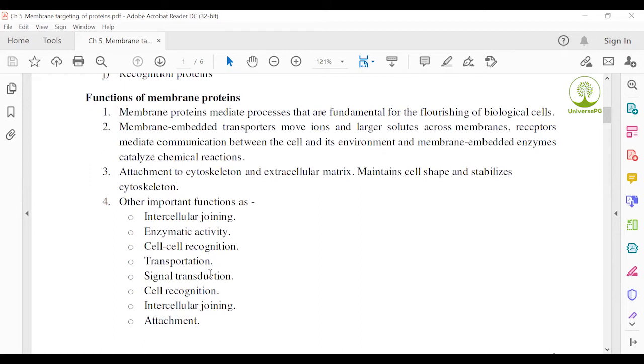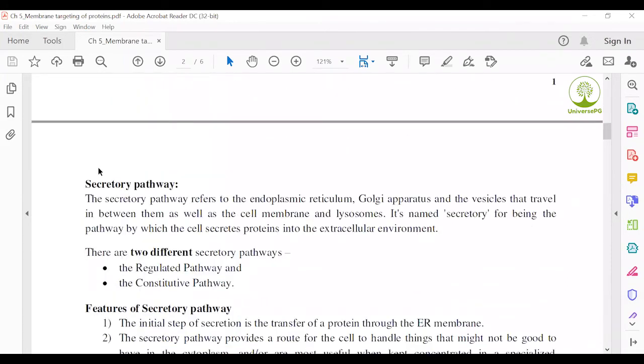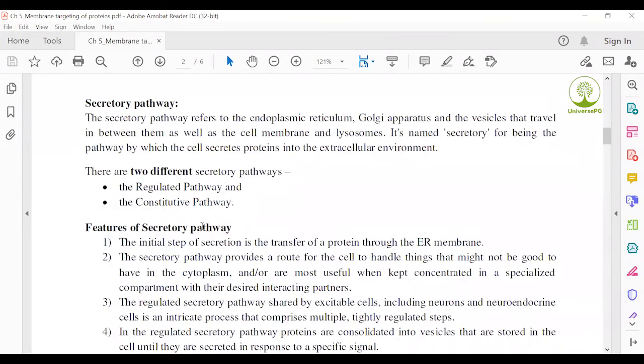So membrane protein must be read for your April 2021 exam. It may be a short note question or a definition, an example with function, or functions of membrane protein. Next term of your sheet, secretory pathway.